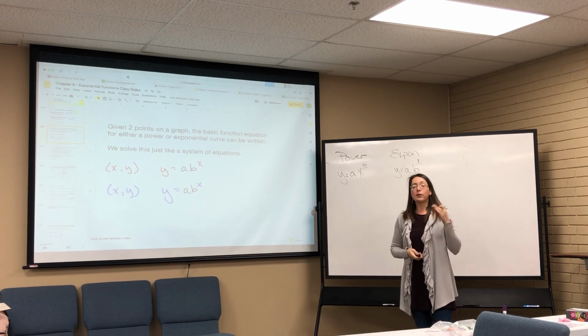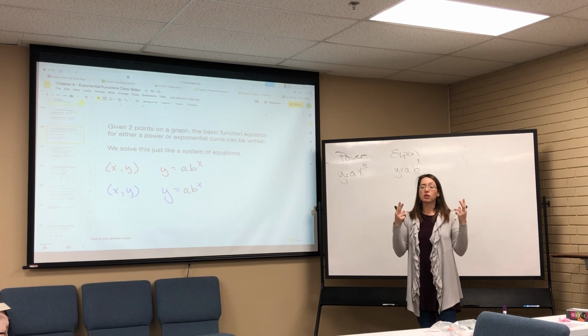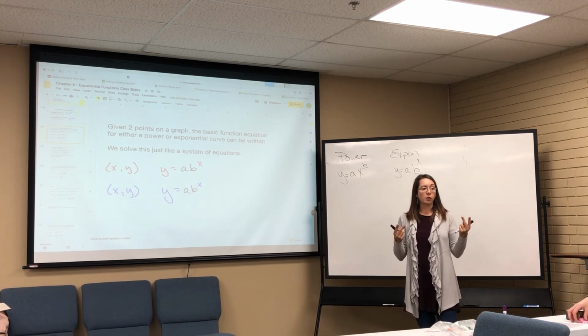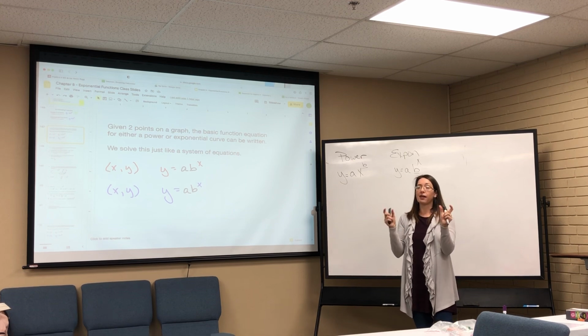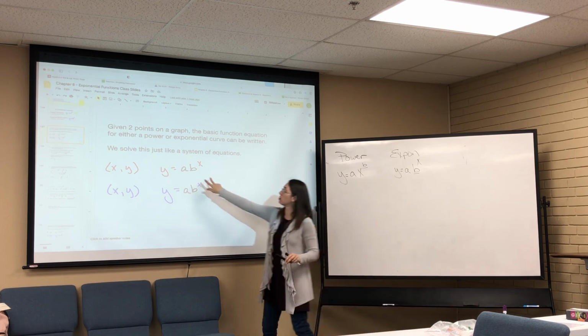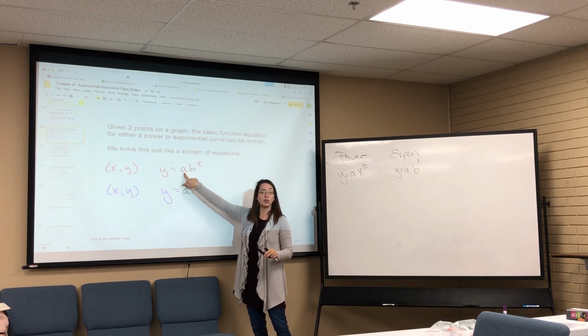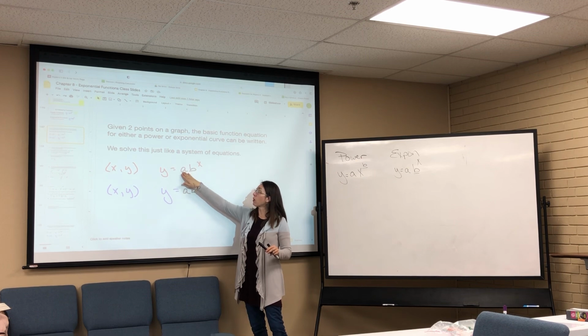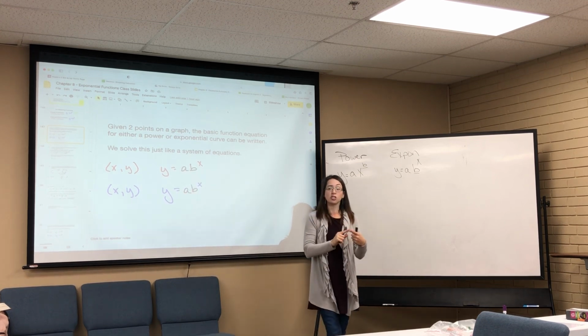So when we have 2 points, we can make 2 equations with 2 unknown variables. Remember, our number of variables that we have determines how many equations we have to solve it. So in this case, we have 2 unknowns. We have an a that is an unknown. This is our y-intercept. Often it's our constant of where we're starting. And then we have our b value, which is also unknown. And that's your rate of change.